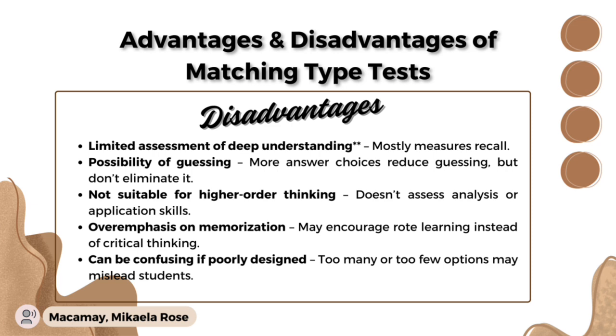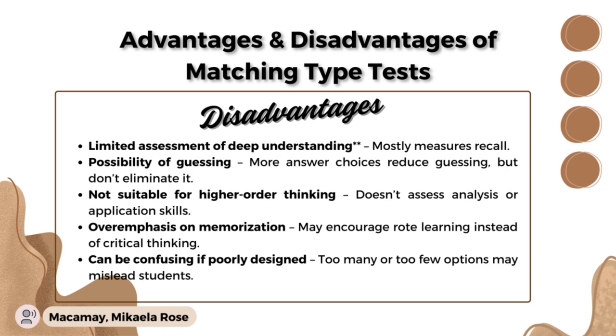The second one is possibility of guessing. More answer choices reduce guessing but don't eliminate it. So even if there are lots of options, you might still get lucky and guess the right answers. Having more choices makes it a bit harder to guess everything right, but it's still possible.